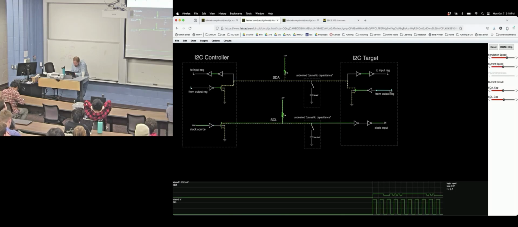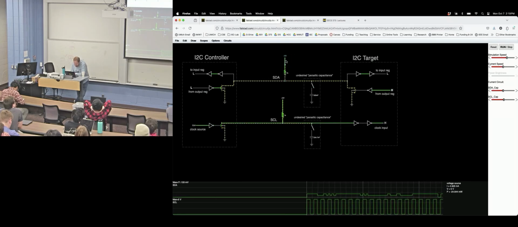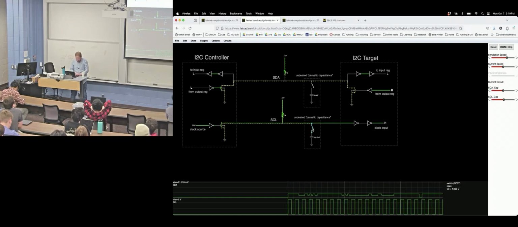Why are these switches not switching? Okay. 70 millivolts. You're not being pulled high. This is peculiar. All right, well, let's go through this one.